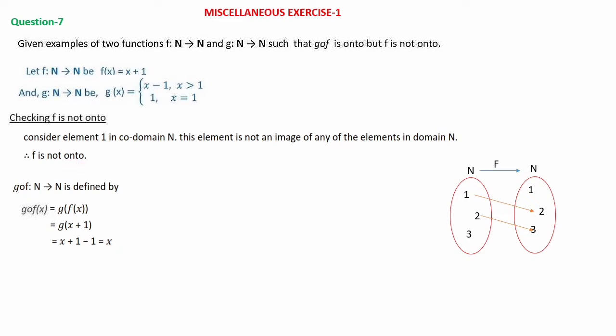For proving onto, we know that we have to prove that f of x is equal to y. Here g composition f of x we have got as x. So for y element of N, there exists x equal to y element of N such that g composition f of x is equal to y. So the statement for proving onto is true here. Therefore, we can say that g composition f is onto.